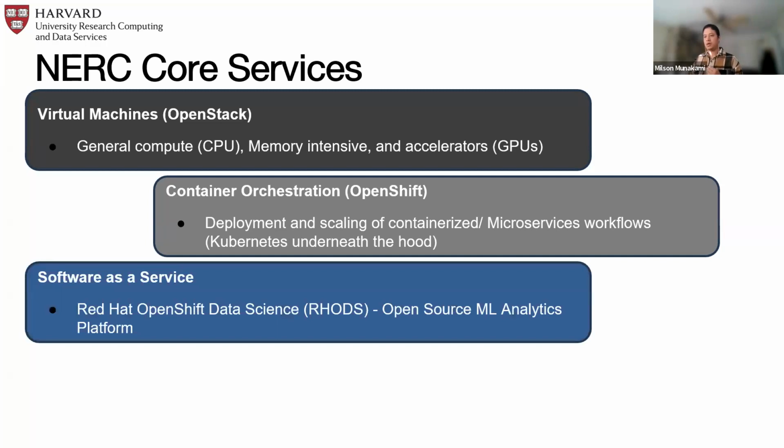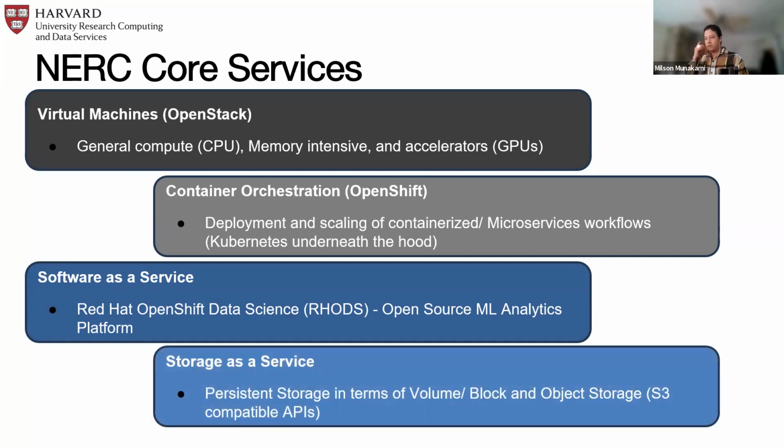We also offer Red Hat OpenShift Data Science as a software as a service platform. So if you have any AI or ML workload that needs to be hosted, you can use this platform. We also offer NERC's storage services. If you need persistent storage, for short-term or long-term, we provide storage in terms of volume or block storage, as well as S3 compatible, API-driven object storage. We'll see all of these services in the demo later on.